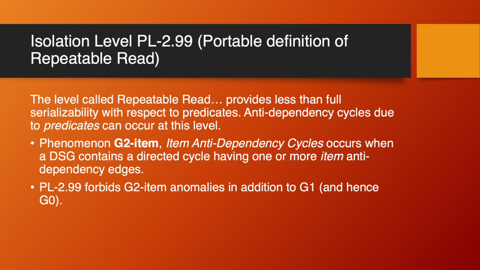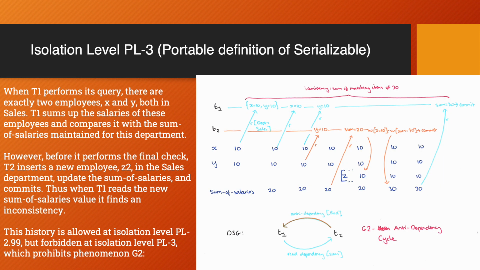Isolation level PL2.99. This level, called repeatable read, provides less than full serializability with respect to predicates. Anti-dependency cycles due to predicates can occur at this level. Phenomenon G2 item: anti-dependency cycles occur when the DSG contains a directed cycle having one or more item anti-dependency edges. PL2.99 forbids G2 item anomalies in addition to G1 and hence G0.